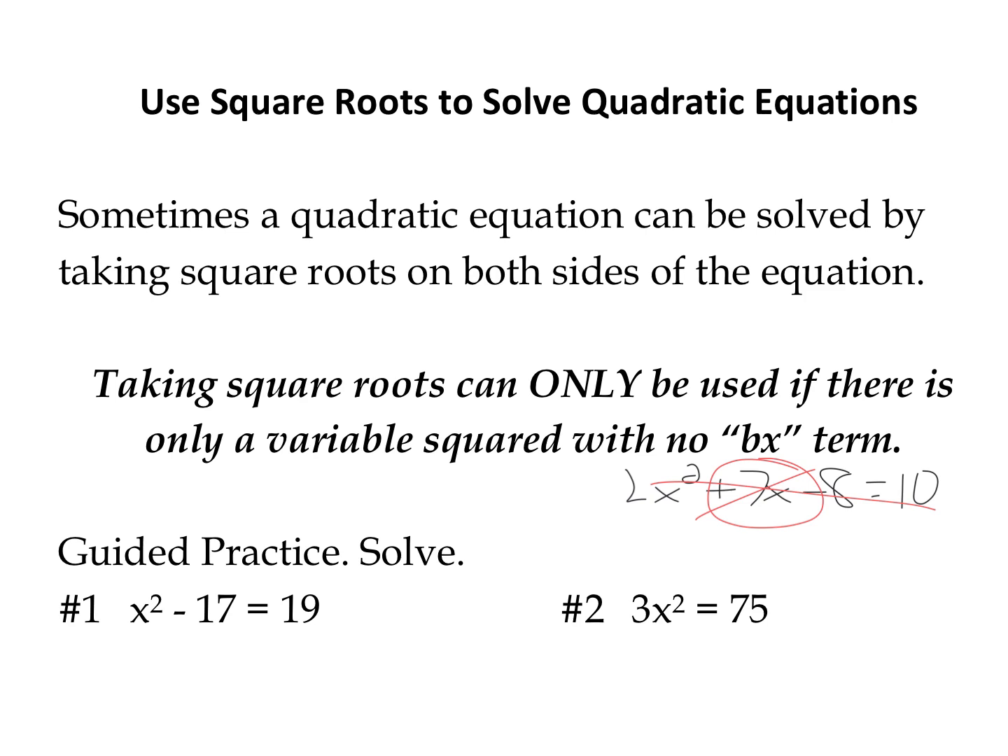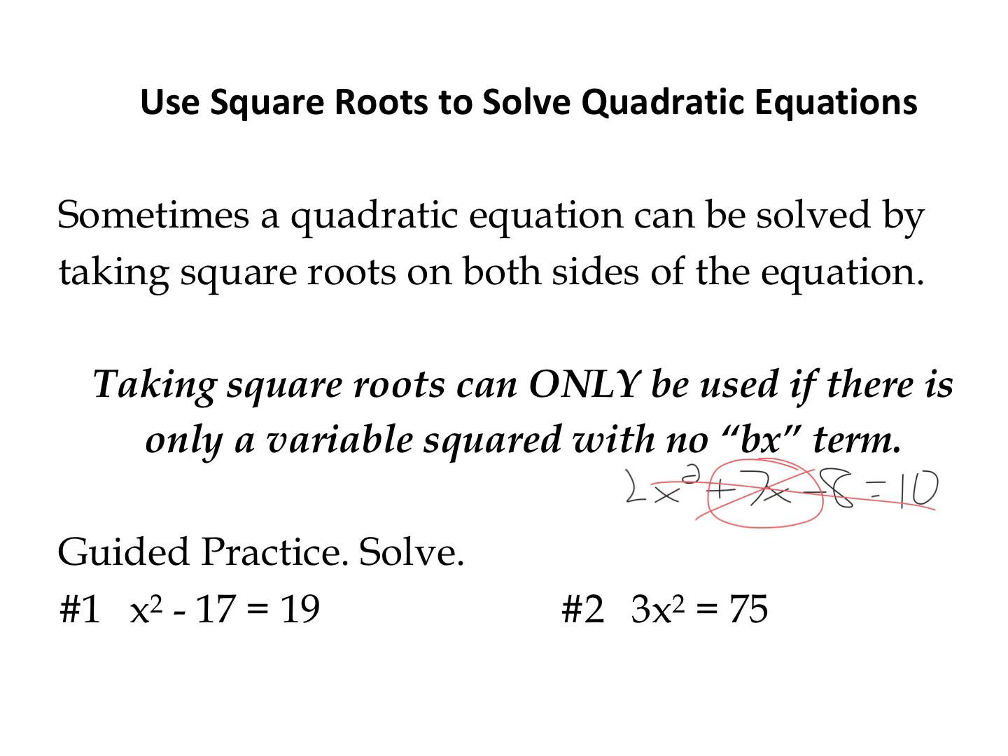The problems we're going to see coming up, like in number 1, you can see there x squared minus 17 equals 19. I've got the x squared, and I've got no term with just an x in it. And this next one over here, I've got the 3x squared, and no term with just an x in it. There's no bx term in either of these equations. So that's where we can use taking square roots.